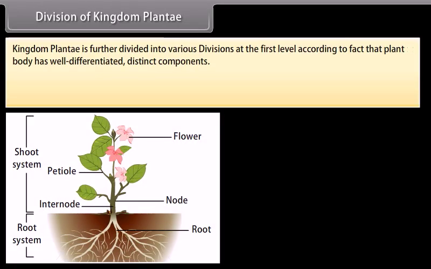Division of Kingdom Plantae. Kingdom Plantae is further divided into various divisions at the first level, according to whether the plant body has well-differentiated distinct components.